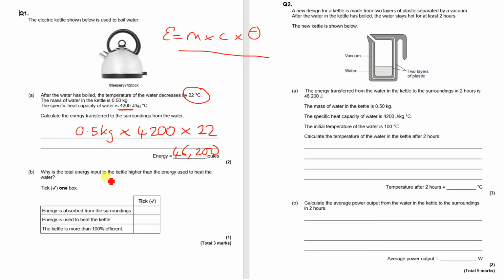Right, the next question says, why is the total energy input to the kettle higher than the energy used to heat the water? So the reason is energy is used to heat the kettle up.